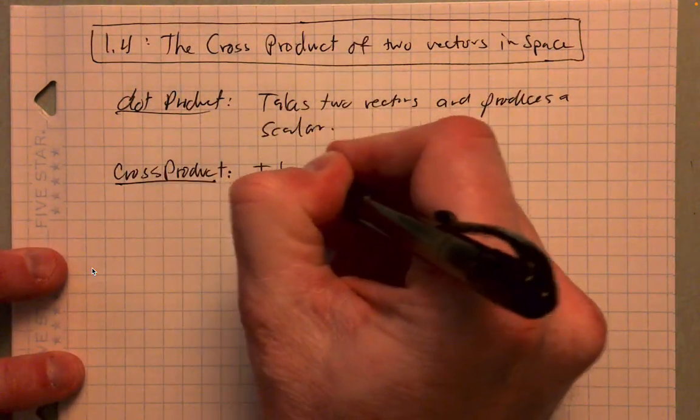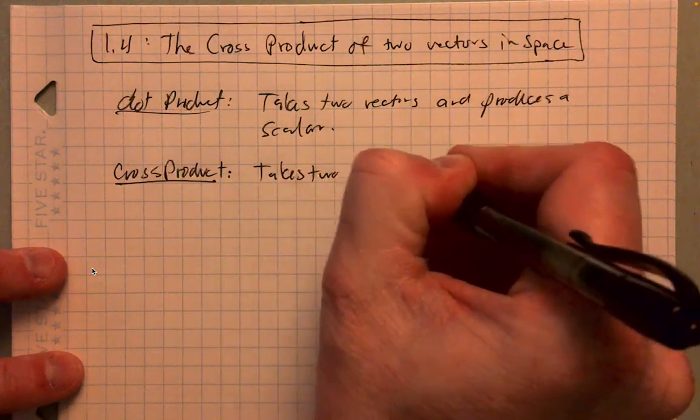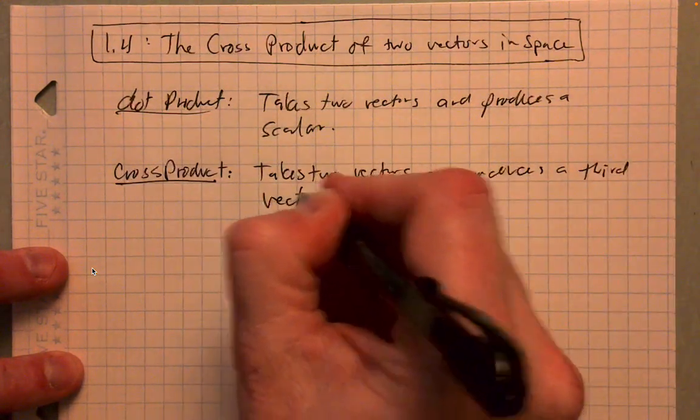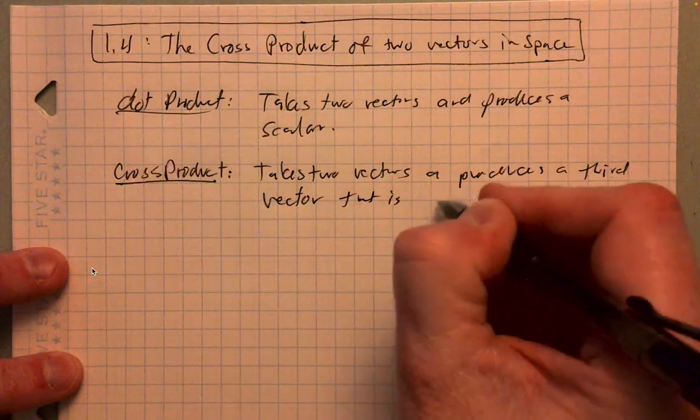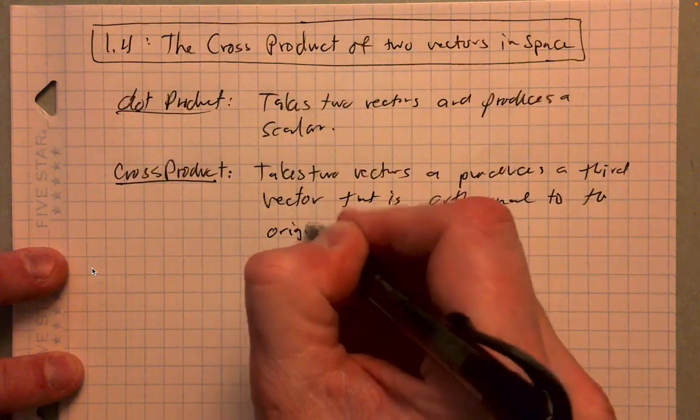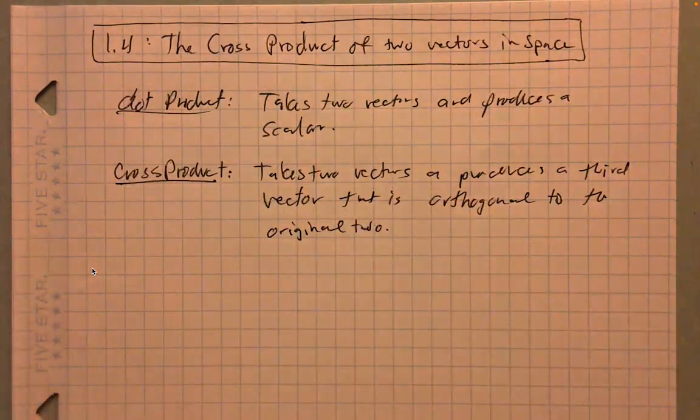It takes two vectors and produces a third vector that is orthogonal to the original two. That's going to be the main use of the cross product, to identify this orthogonal vector. If you're given two vectors, you can run the cross product on them, and you'll get a third vector that is orthogonal to the first two. We'll talk about that in more detail in a moment, but let's take a look at a definition.